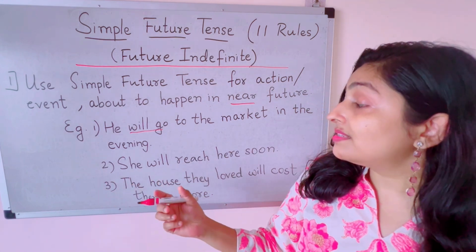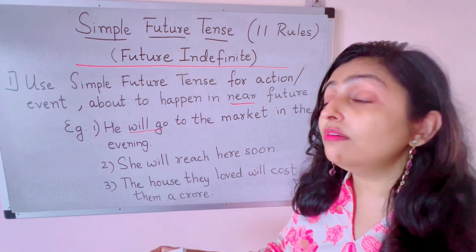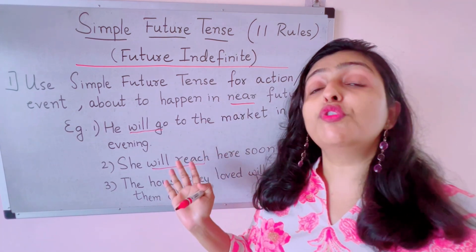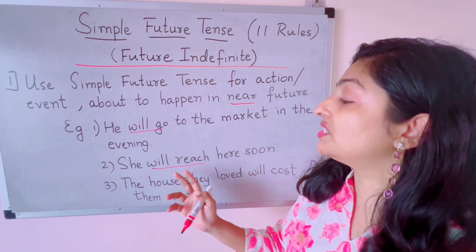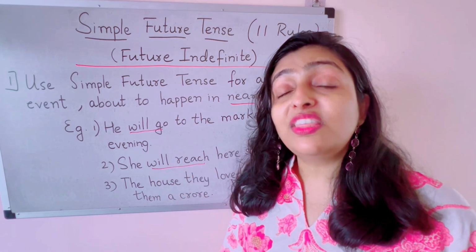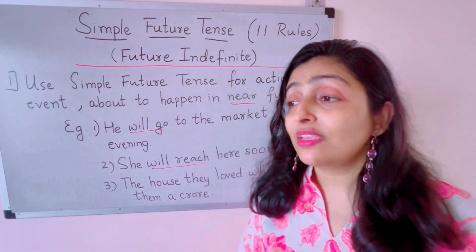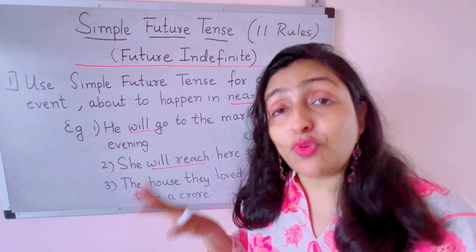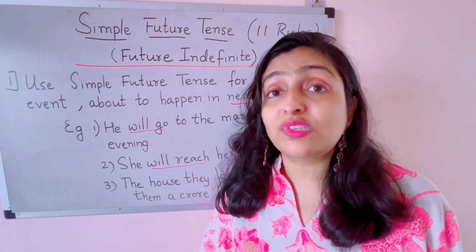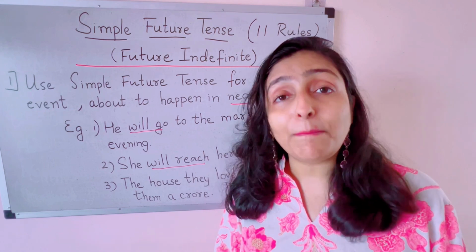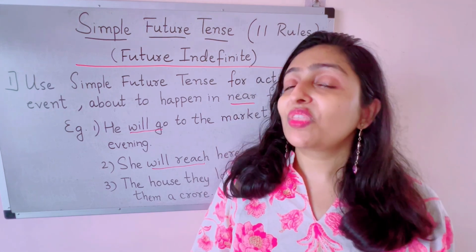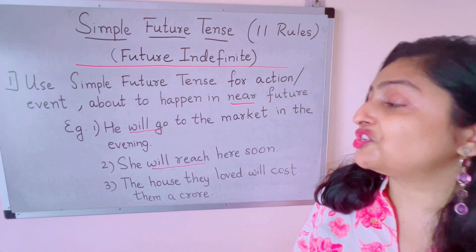Second example is, she will reach here soon. What is the verb? Will plus root form of the verb. Simple future tense, will reach. So this has not yet happened. The time is yet to come. She will indeed reach here soon is a possibility. It's a chance. Most probably it will happen. That's a plausibility. So in such cases, we use simple future tense.